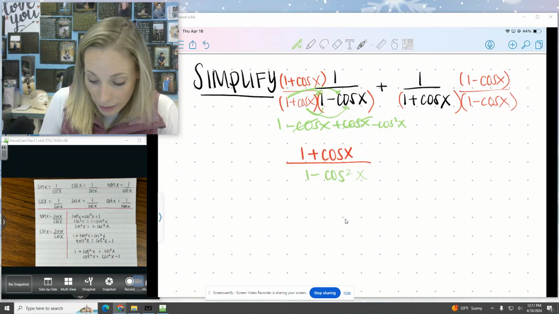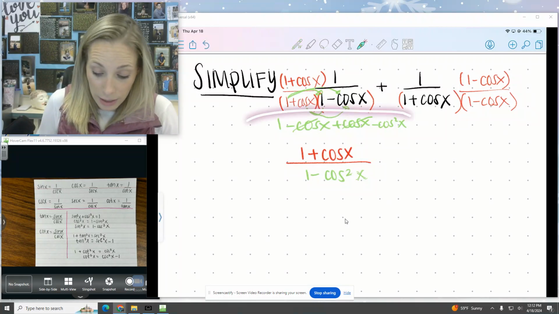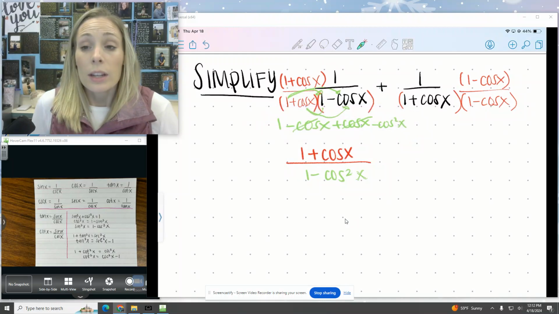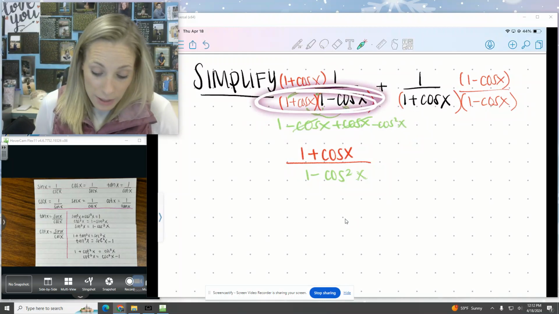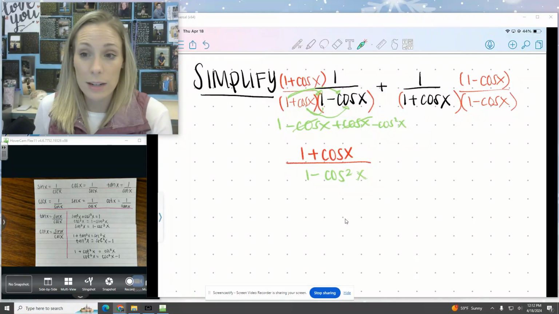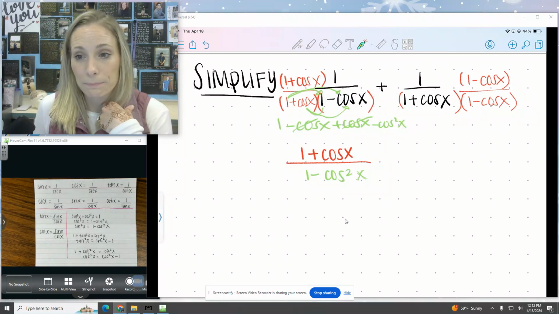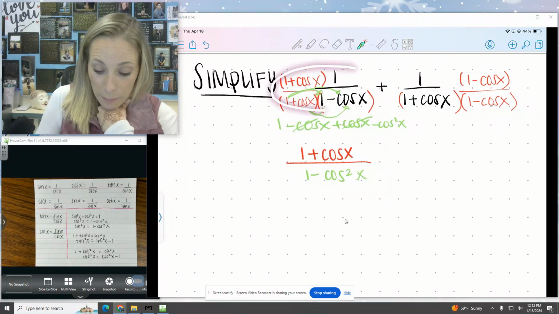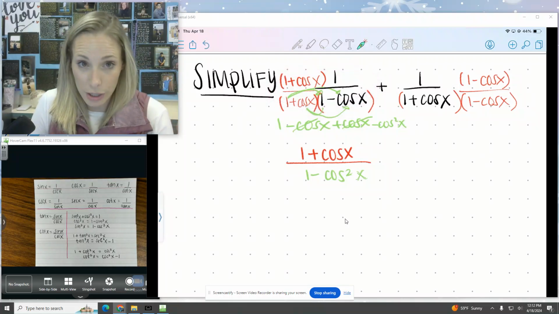Now, if you recognize that it's a difference of squares, you do not need to show this work. If you recognize right off the bat that this is a difference of squares, that when you multiply it all the way through, you're going to have the first number squared, the second thing squared with a minus sign in between, don't show that middle step. Okay, so we've simplified that fraction.